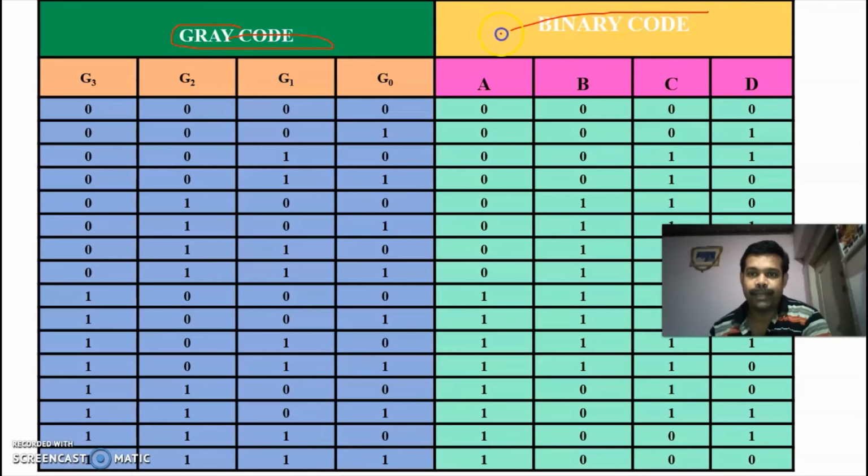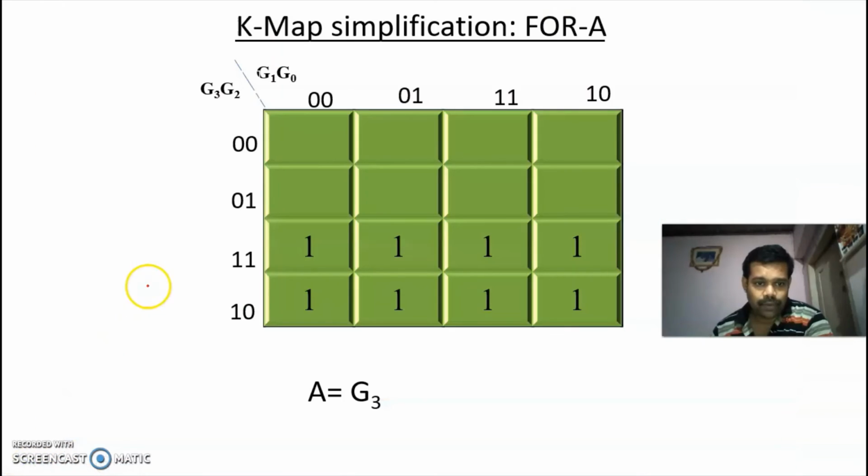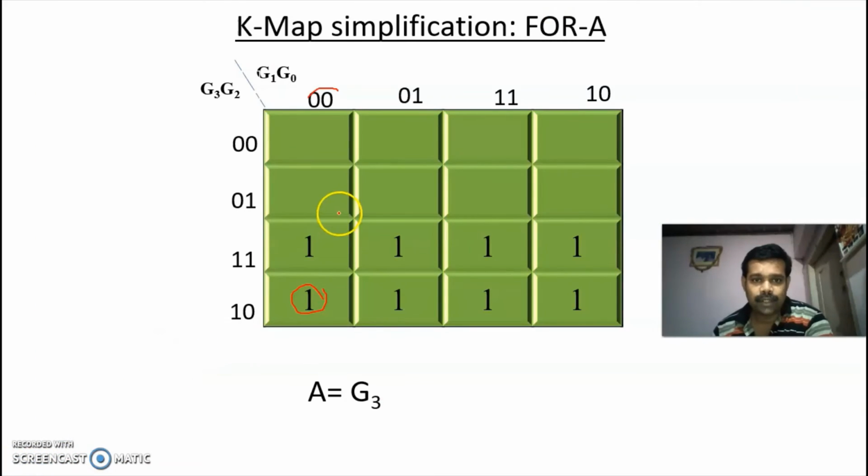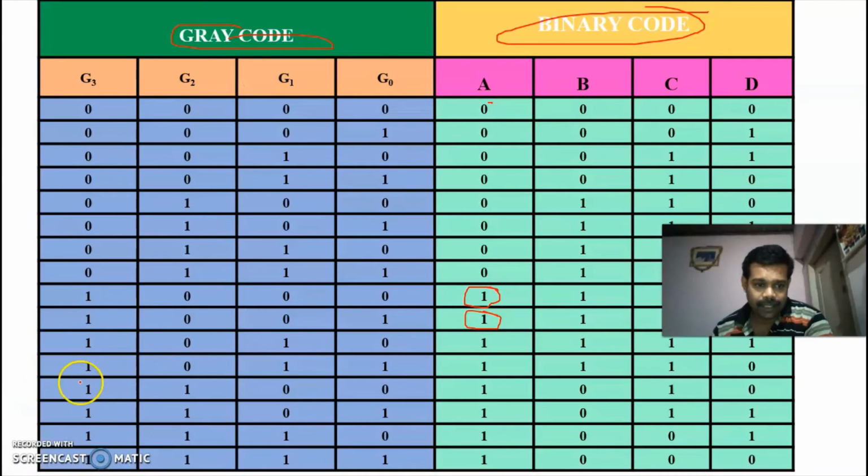While plotting, be careful. You take the binary values and you plot correspondingly. If you are going for A, you take 1 0 0 0, so in the place of 1 0 0 0, you put 1. Similarly, the next one is 1 0 0 1; for 1 0 0 1, you put 1. So you take the binary values and you plot.